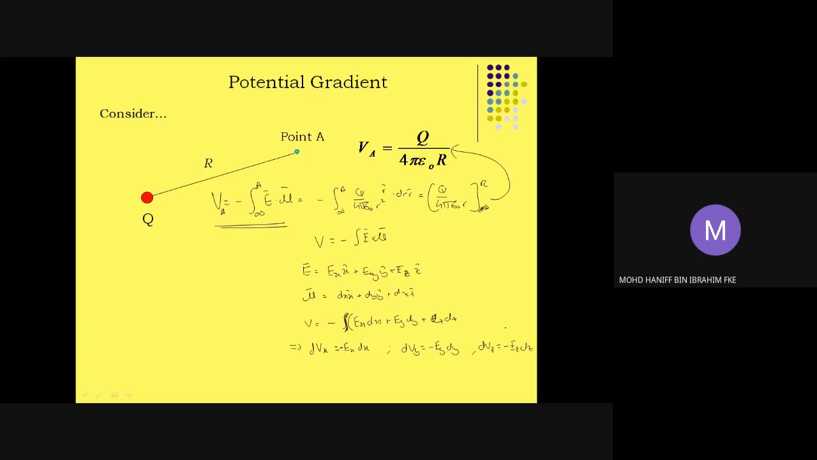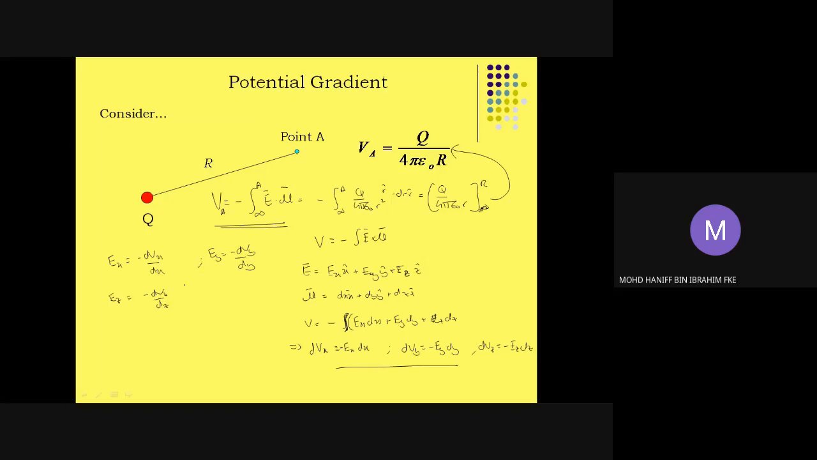Okay. So from here, we can say that from this equation, Ex will be equal to negative dV over dx. Okay, and we're going to have Ey equal to negative dV over dy, and also Ez will be equal to negative dV over dz. Okay, so that's how we obtain the relationship between E and V.